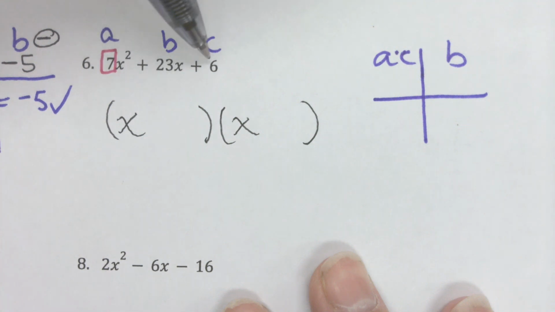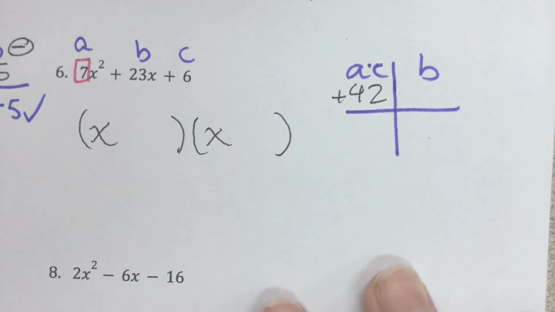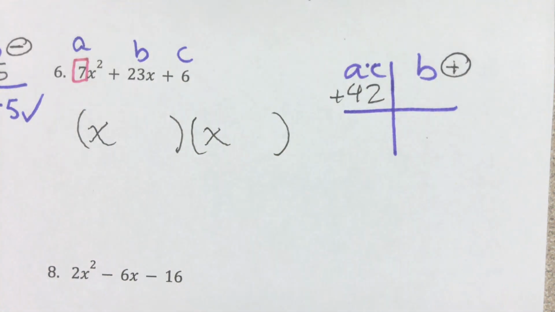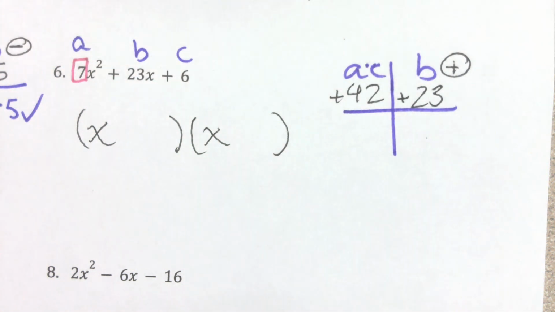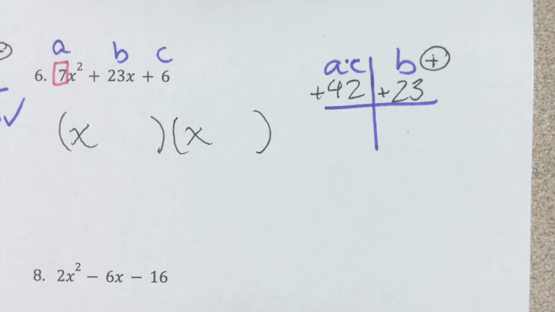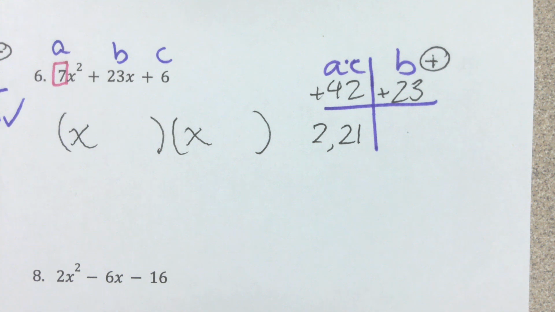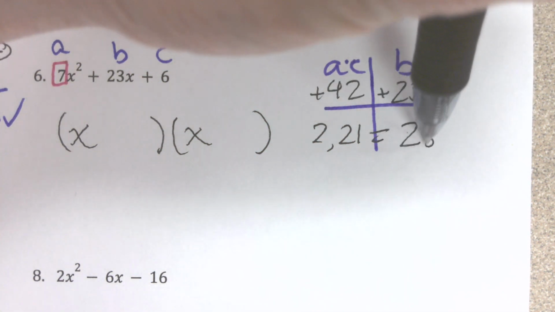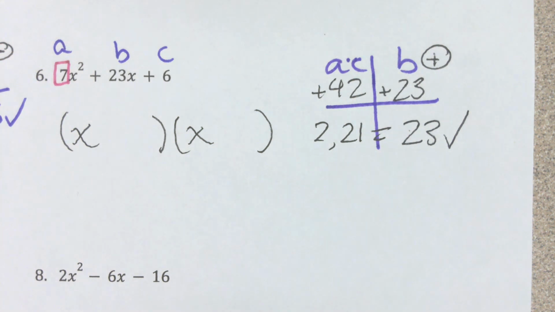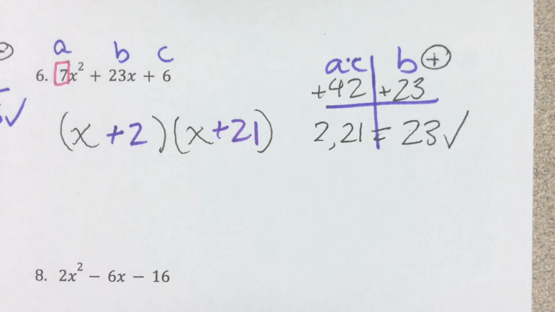A times C, 7 times 6, that's 42. And that's positive 42. So we're adding to get that number on the right side. B is also positive 23. 42 has a lot of factor options. I'll go ahead and give you what we're looking for. 2 and 21. 2 times 21 is 42, and when I add 21 and 2, I do get 23. Those are the two numbers I'm looking for. So it's plus 2 plus 21 for my factors.